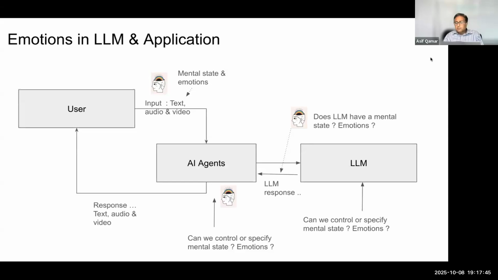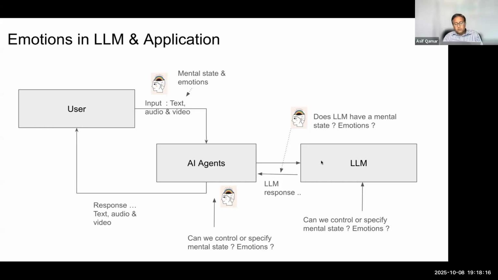So let's look at putting that in a little more diagrammatic way. This is a typical application, as of now happening in the industry. You have a user, right? The user is interacting with what I call the LLM. It used to be LLM before, but it's called AI agents now. AI agents and LLM coming together is a front-facing application for many of the users.